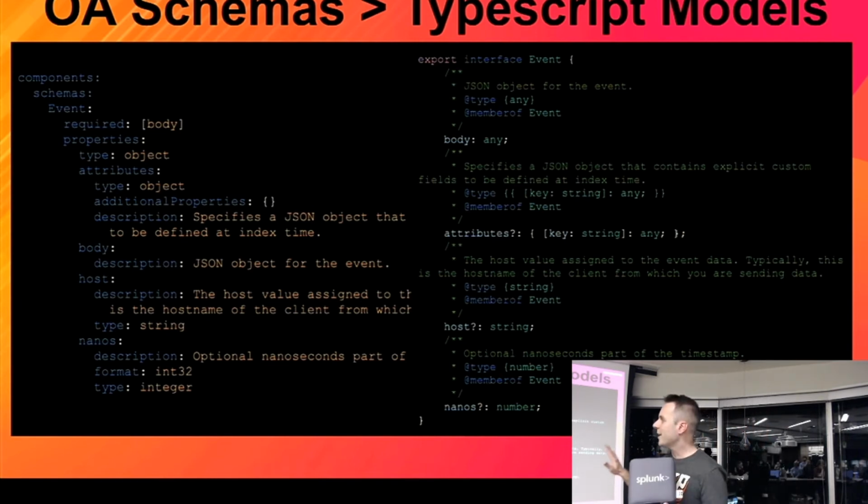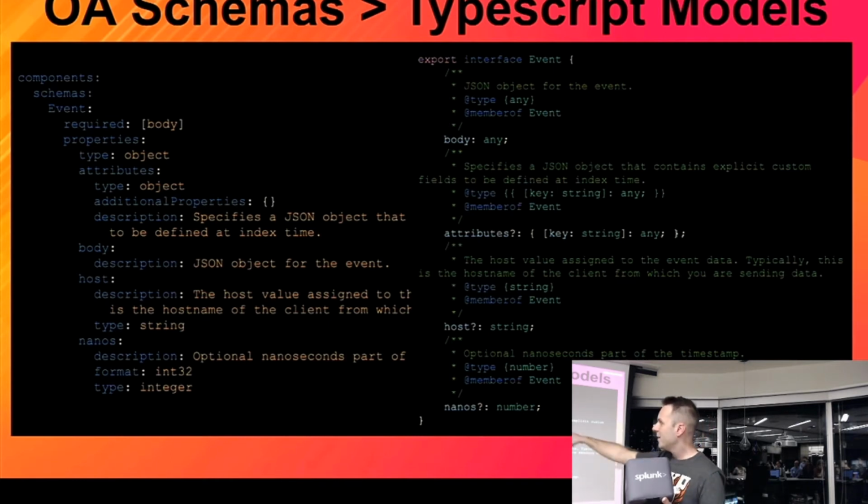And then we start to get a little bit fancy here. I tried to pick a medium case complexity. So if you look at the attributes property here of the event, again, this is an event coming in. It's just JSON that we accept, and we use the body as the information, and attributes, host, and nanos are the metadata that relates to the event coming in.